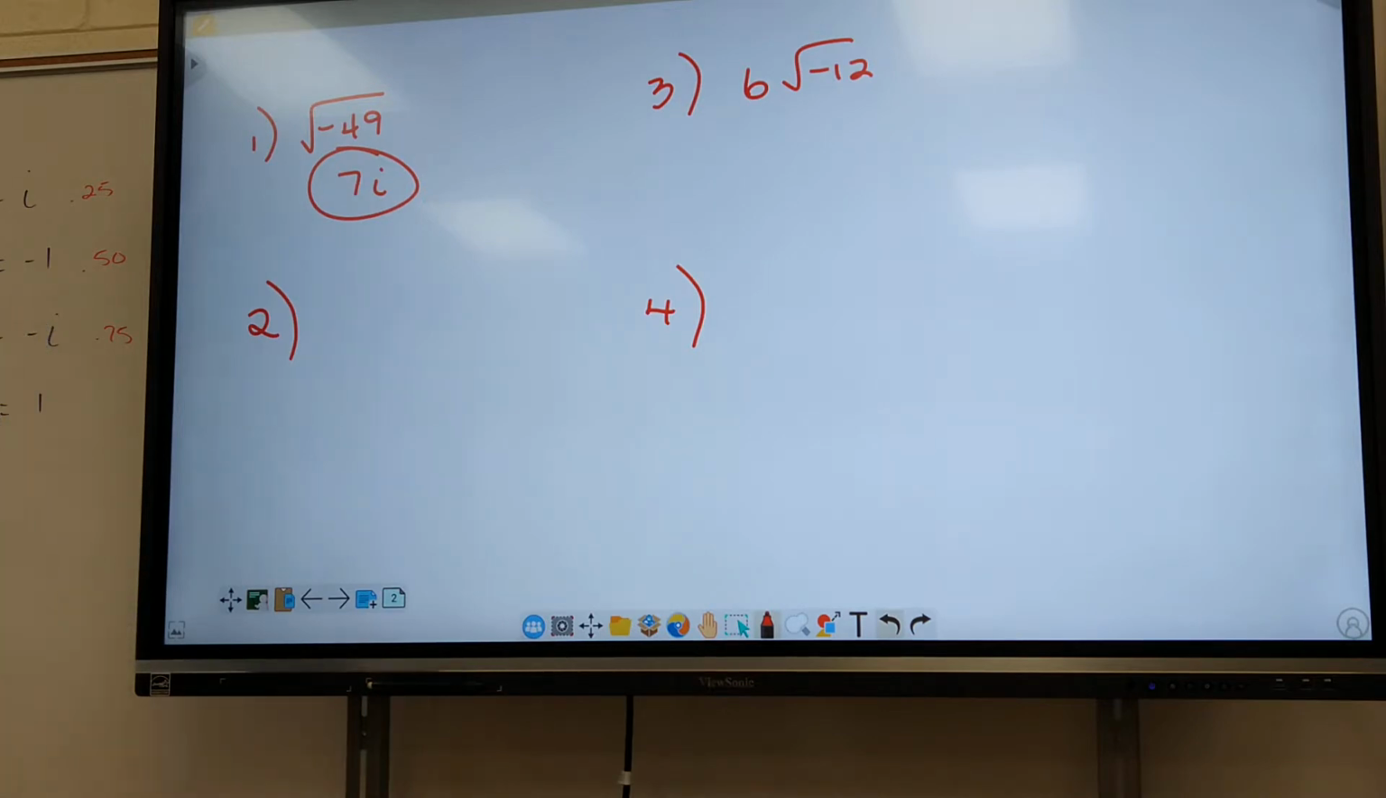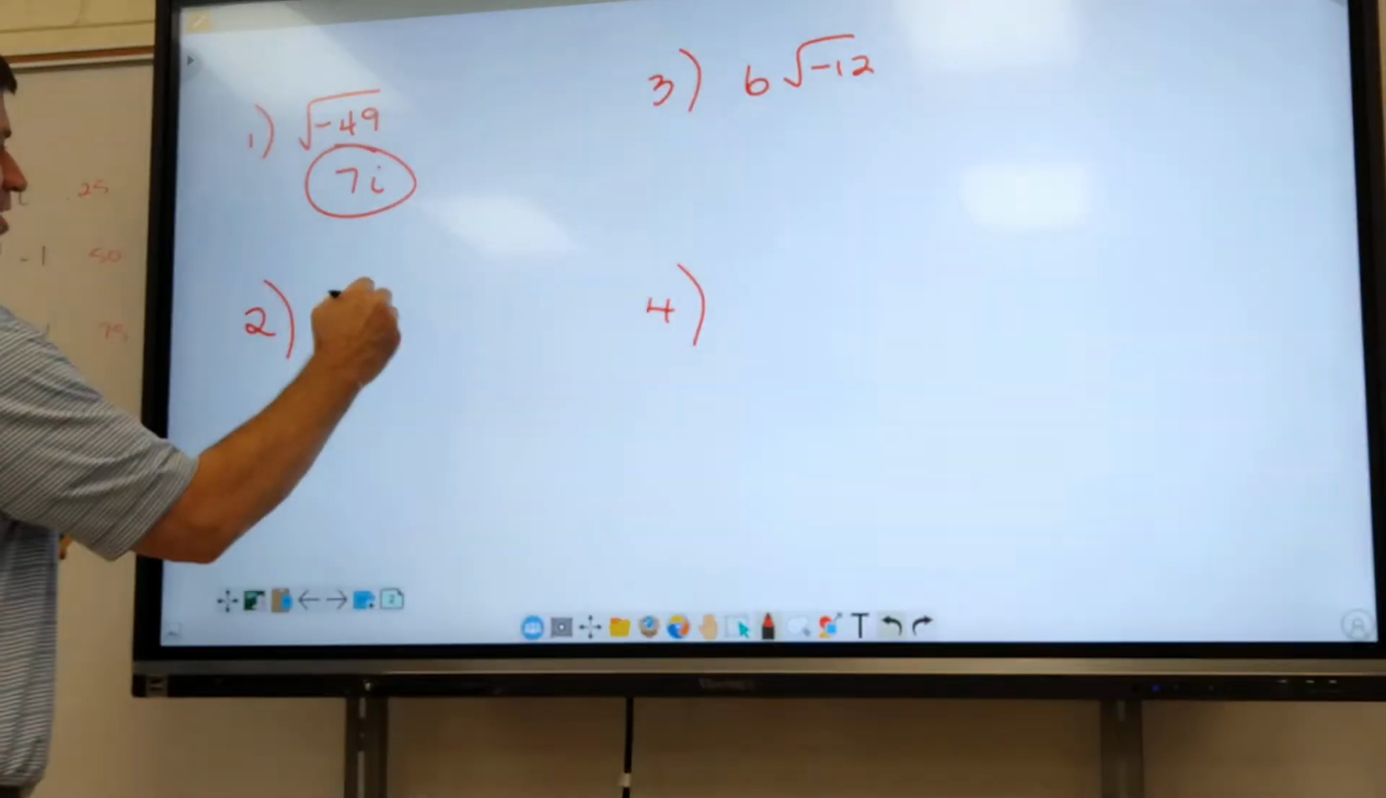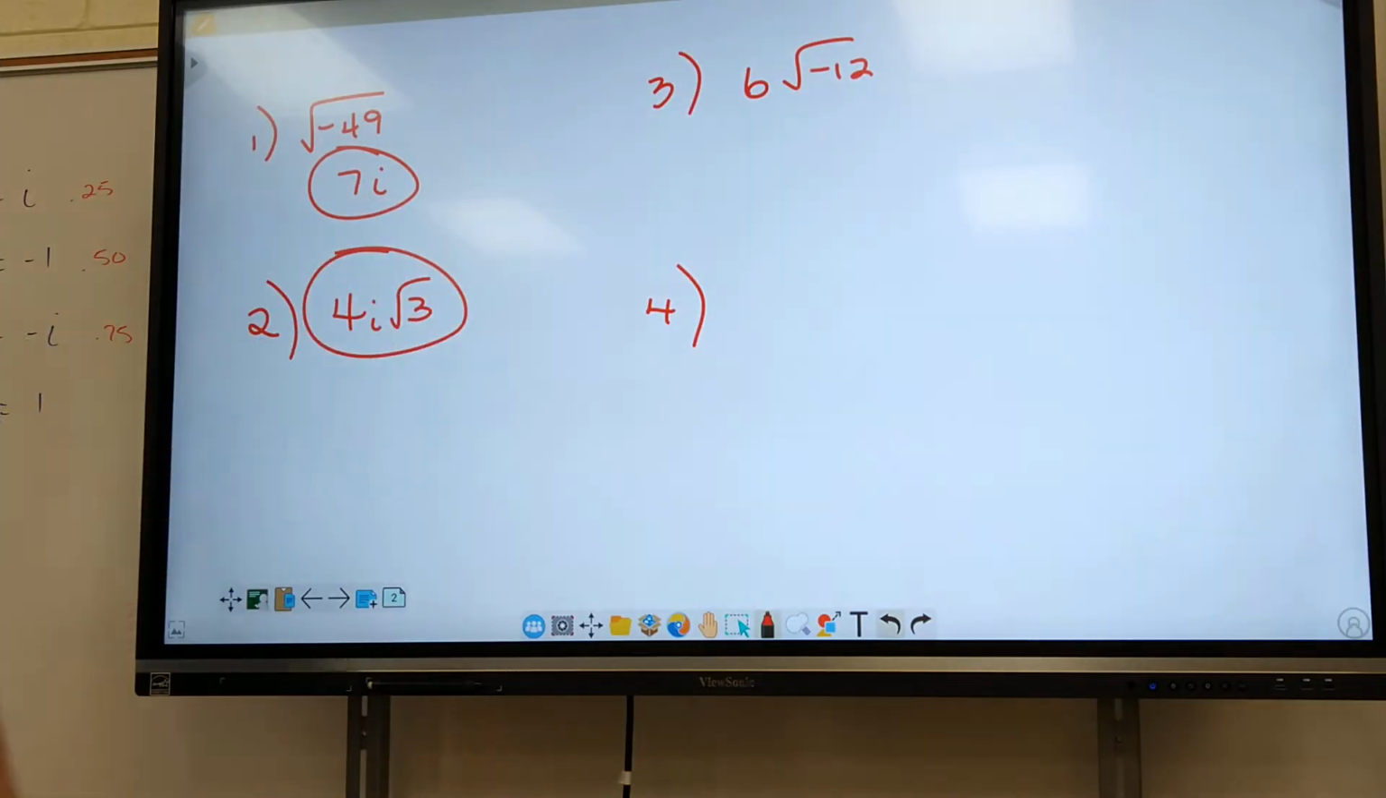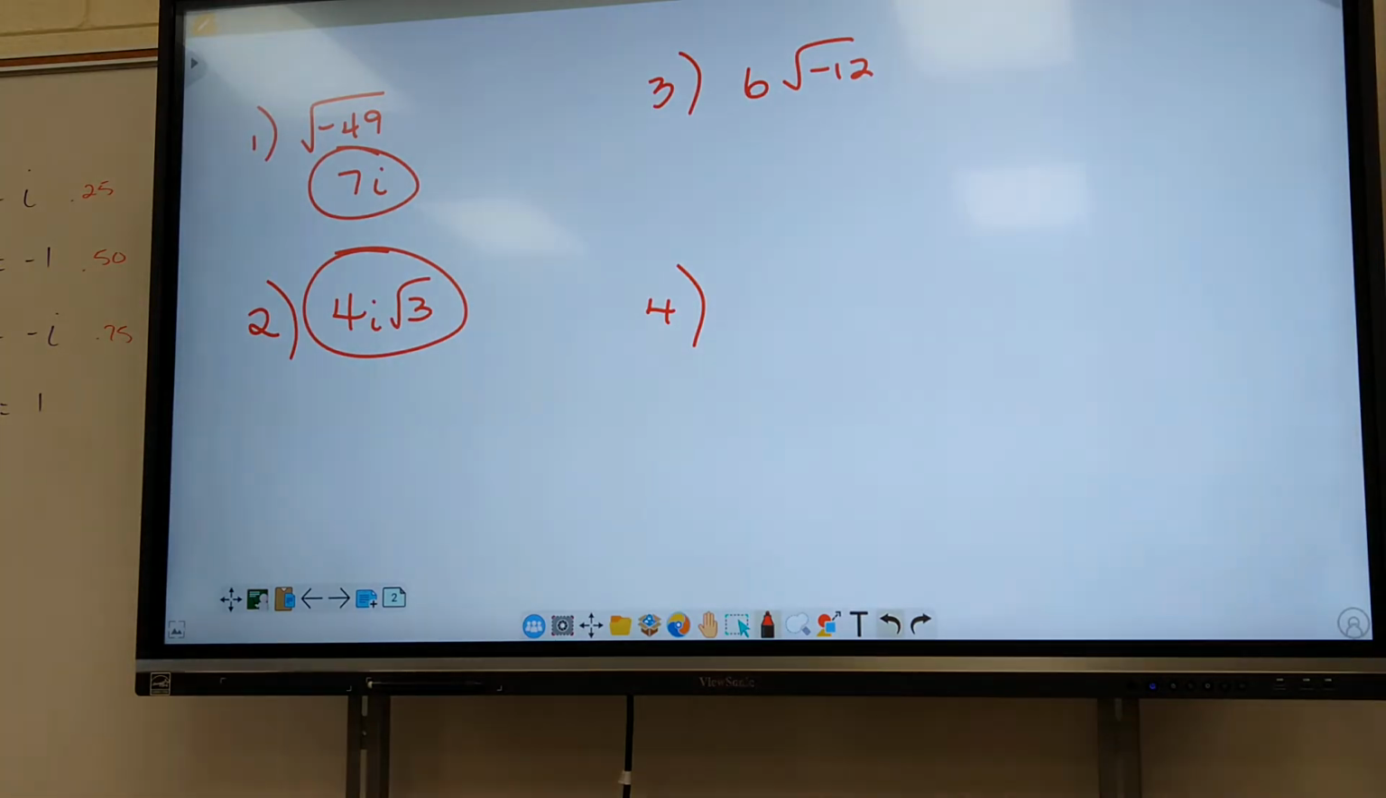All right, look at number 2. We're just going to type it straight into the calculator, but you can't type negative 48. Let's just type square root of positive 48. Answer is going to be 4i root 3. Where did the i come from? Negative. So a lot of these are just calculator problems. Number 3. It's all the same stuff we're doing now.